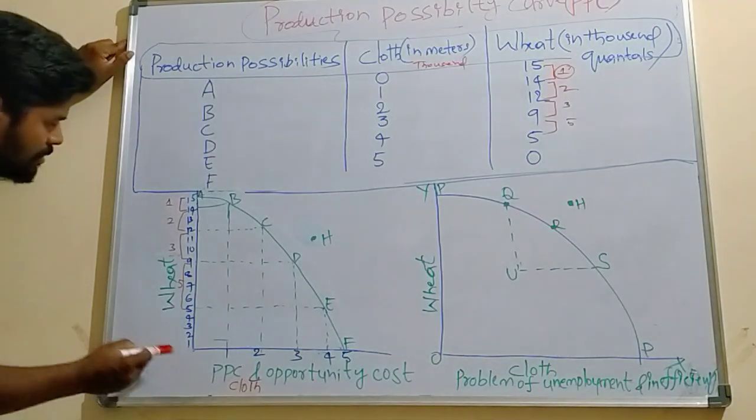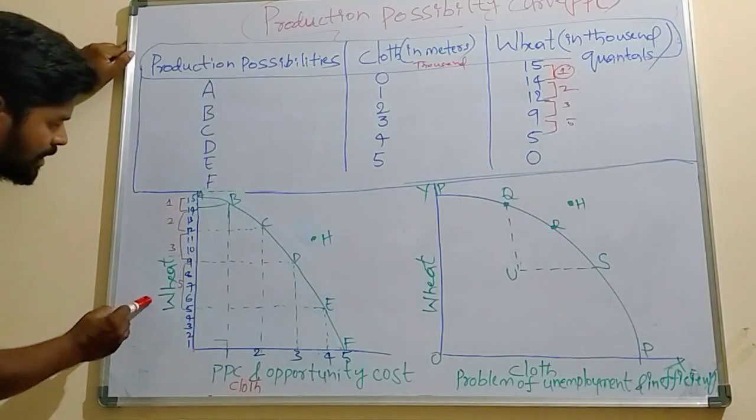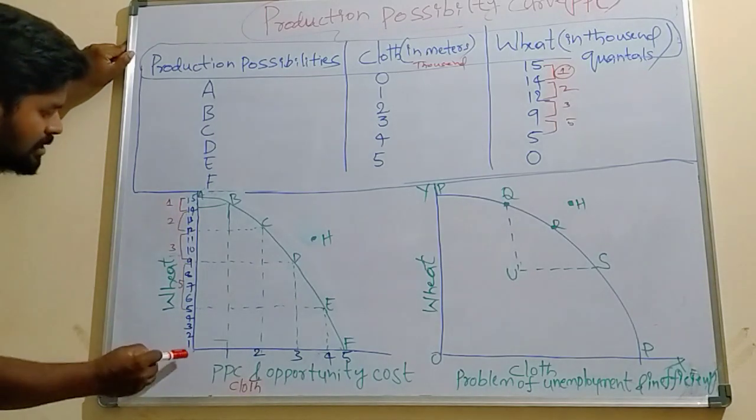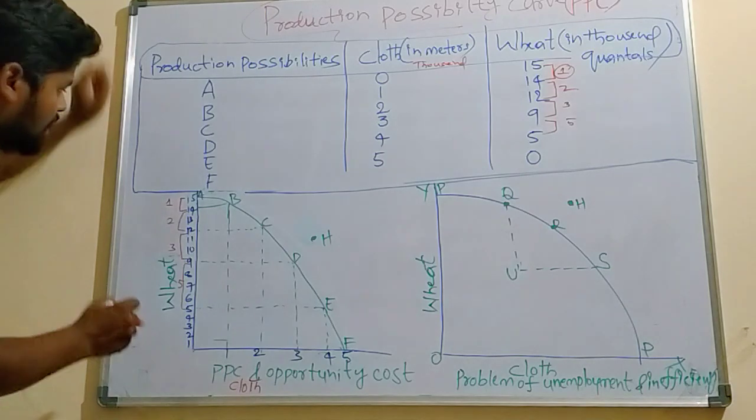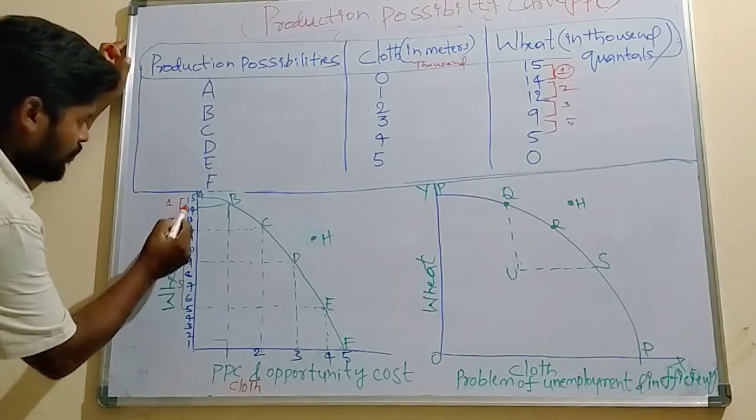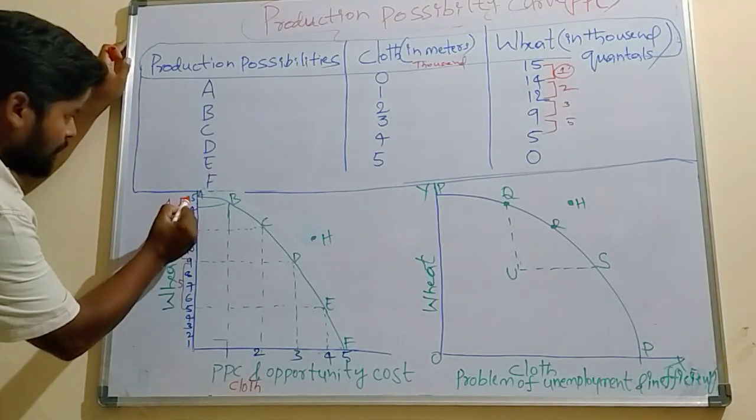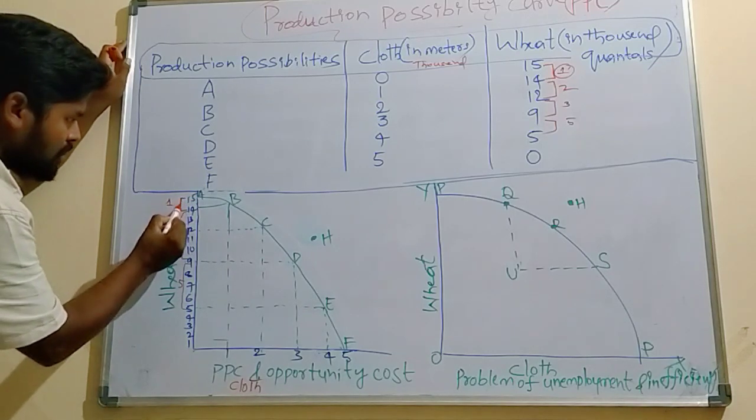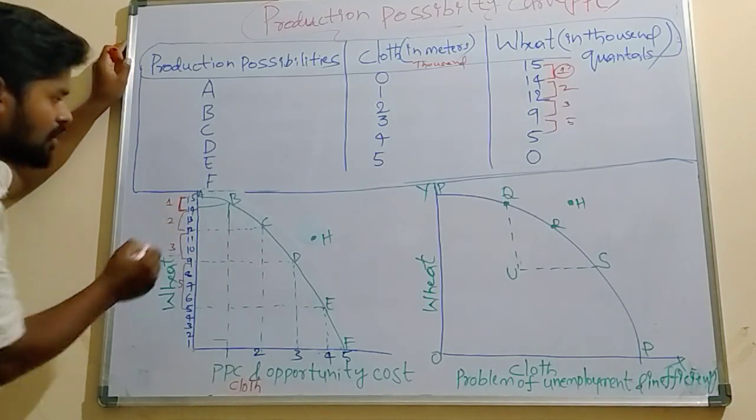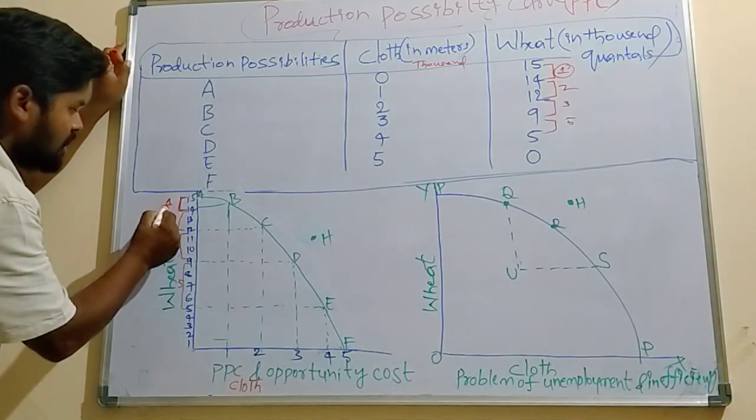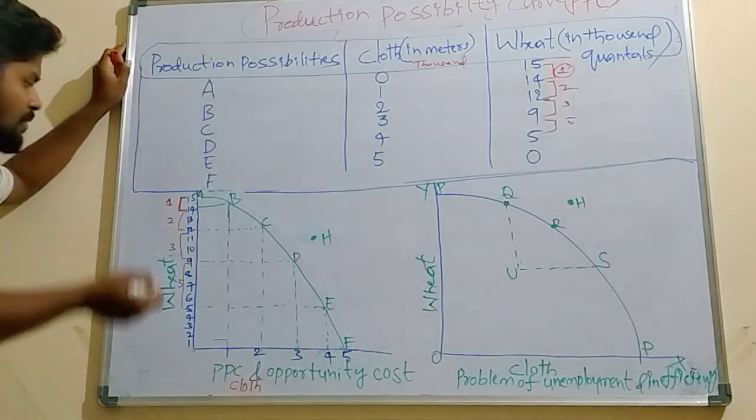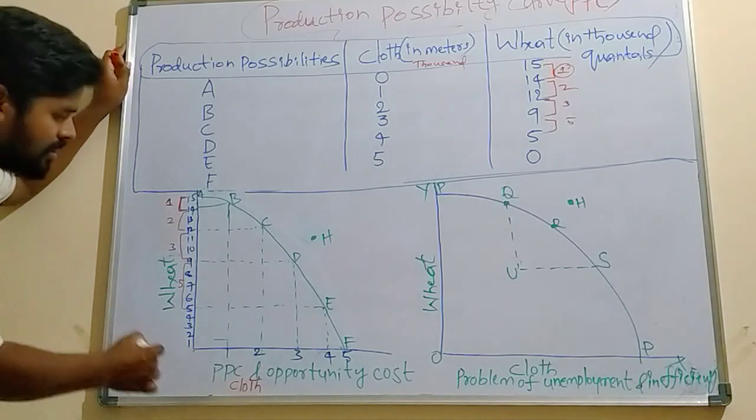See here, on the OY axis we have taken wheat: 1, 2, 3, 4. This is in 1000 quintals. See 15 to 14: we have 1 unit, meaning 1000 quintals of wheat, given up. 1000 quintals of wheat we have given up or sacrificed for the cloth.